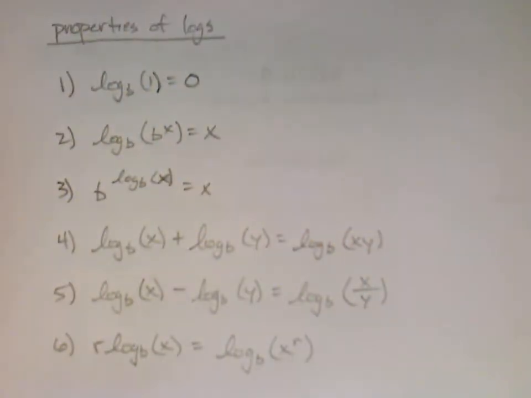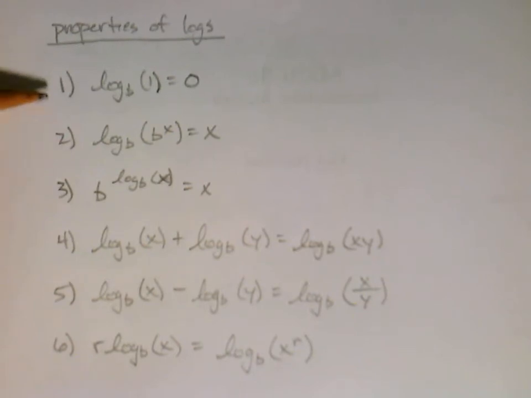Okay, just to recap, here are the 6 properties. I won't go through and read those, but it's kind of nice to have them all in one location, right? Without all the explanations in between. So there they are. Okay, so we are going to look at some examples of simplifying.